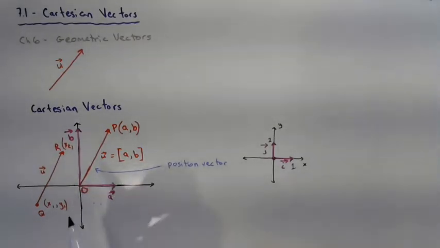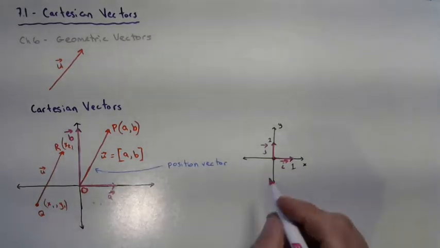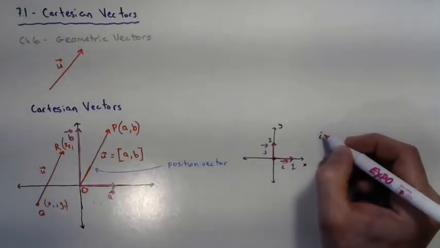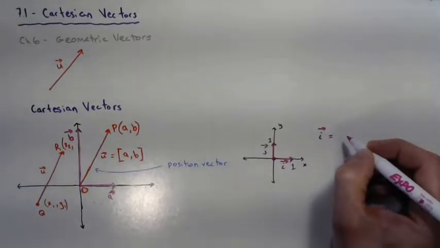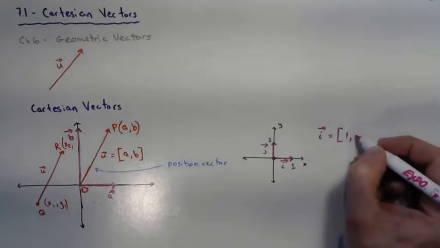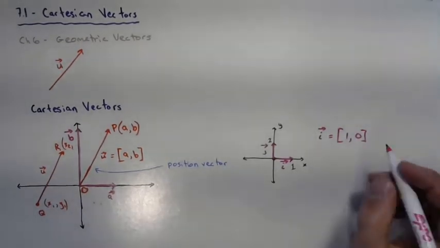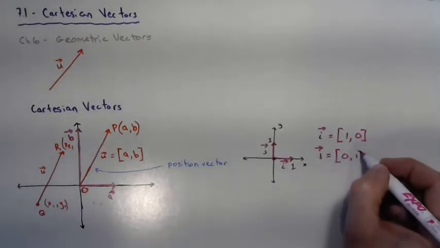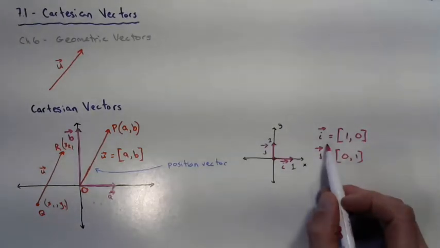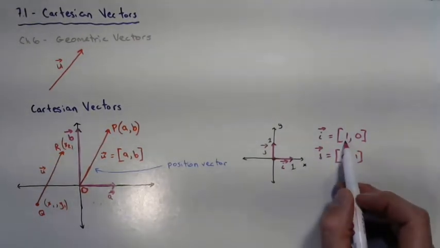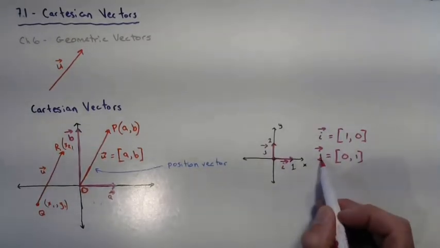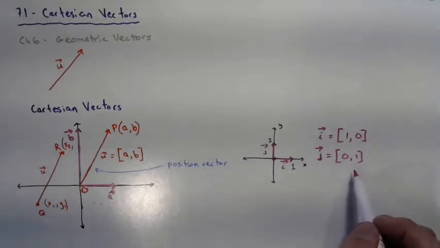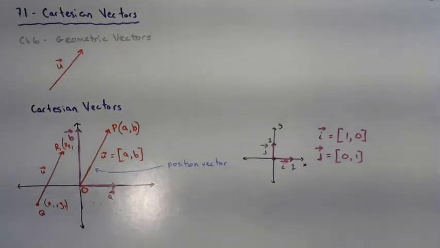The notation for Cartesian vectors here, these unit vectors, we would represent I equals the vector [1, 0]. And we would represent J as being equal to the vector [0, 1]. This indicates that the magnitude of I is 1 in the horizontal direction, and the magnitude of J is 1 in the vertical direction.